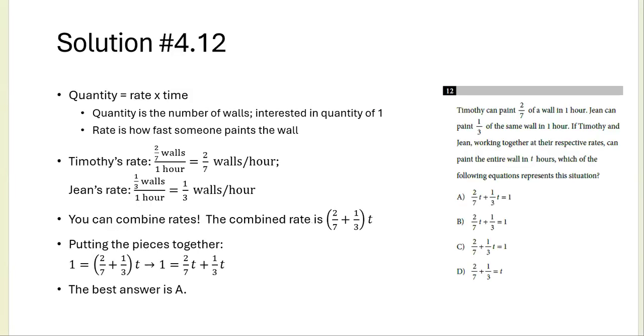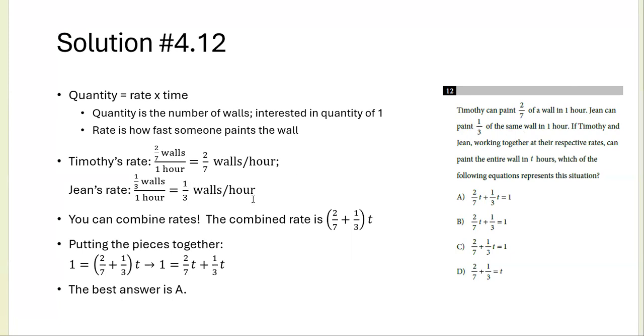Now, let's go over the solution. So quantity equals rate times time. What's the quantity in this particular scenario? It's the amount of walls. And we're interested in the quantity of one wall, actually. We'll use that in a bit. The rate is how fast someone paints the wall. So what's Timothy's rate? It's 2/7 of a wall in 1 hour. So that's why I wrote over here, 2/7 of the wall per 1 hour, or 2/7 walls per hour. And then Jean's is 1/3. So 1/3 walls per hour.